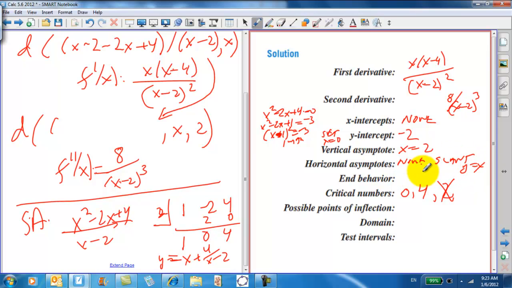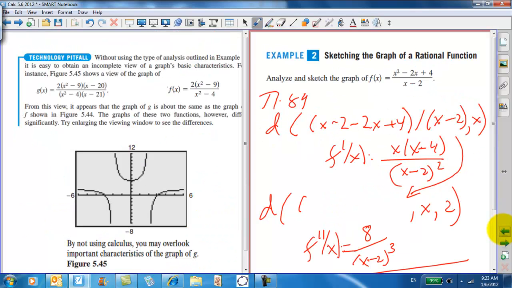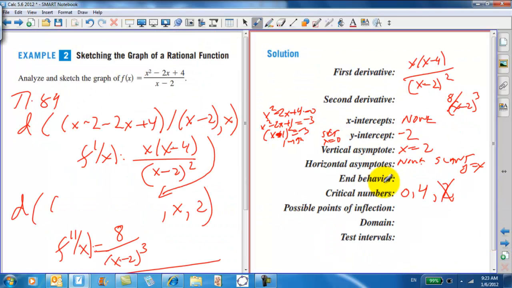End behavior, which we're going to look at when we don't get a horizontal asymptote, as in this case, it's going to act like the slant asymptote. So it's going to go basically like that. And it might do some strange things in between, but on the left it's going to go down, on the right it's going to go up just like a line with a positive slope.